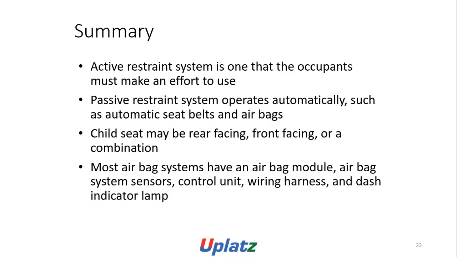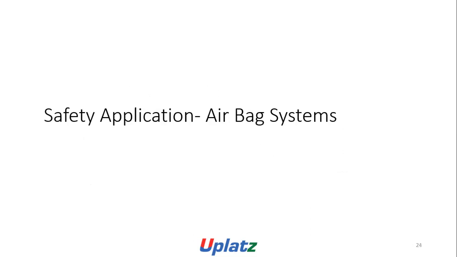Summary: An active restraint system is one that occupants must make an effort to use. A passive restraint system operates automatically, such as automatic seat belts and airbags. A child seat may be rear facing, front facing, or a combination. Most airbag systems have an airbag module, airbag system sensor control unit, wiring harness, and dash indicator lamp.